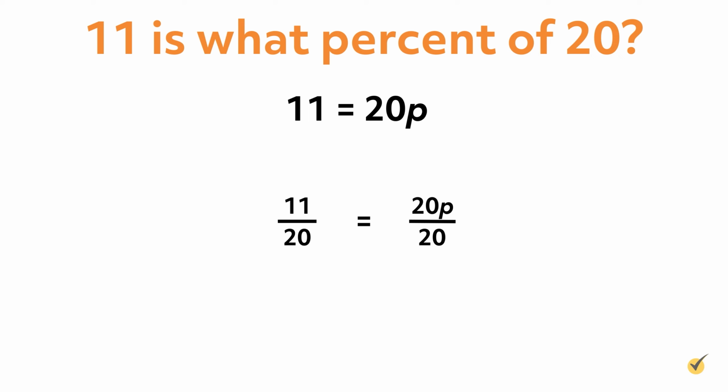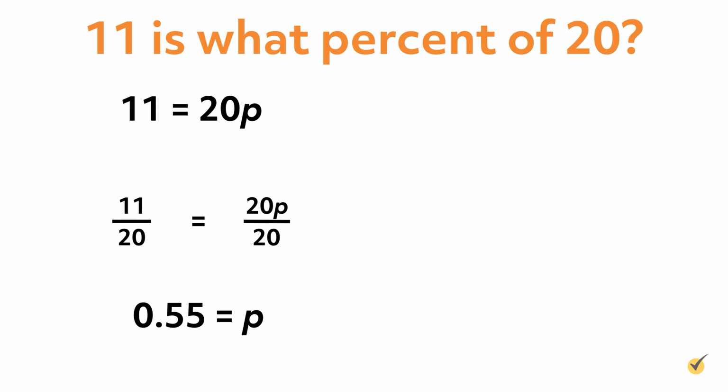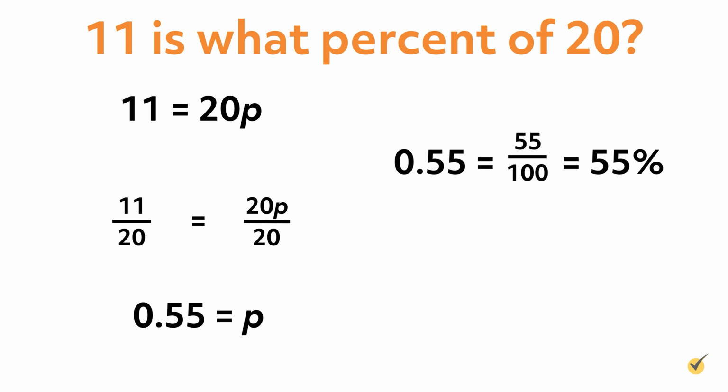20 divided by 20 equals 1, so write p on the right side of the equation. And 11 divided by 20 equals 0.55, so p is equal to 0.55. Now that we know that p is equal to 0.55, we need to convert this decimal into a percentage to answer our original question. 0.55 is equal to 55 over 100, or 55%. Therefore, 11 is 55% of 20.